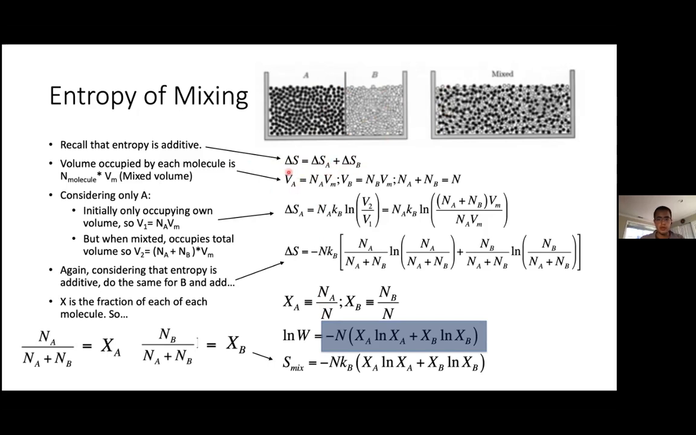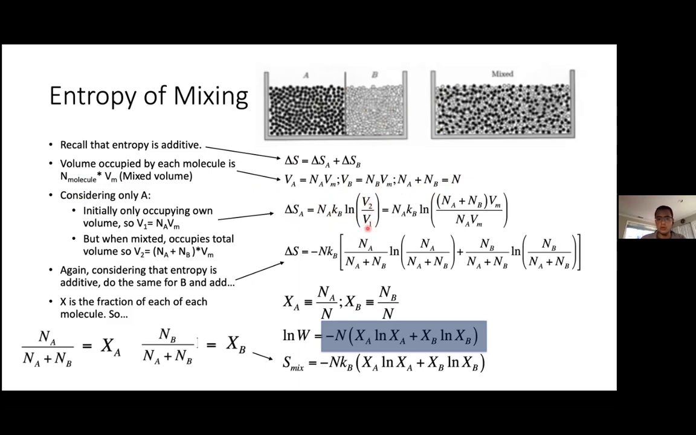And then we can define variables. So VA, the volume occupied by A, is equal to the mixed volume times the fraction of molecules A. So VA equals NA times VM, and then VB equals NB times VM. And then the total molecules will equal NA plus NB. So the total number of particles will be A plus B, okay? And then now we can just focus on A to make life a bit easier. So delta SA will, based on the equation that I talked about in the previous slide, just be NA times Boltzmann's constant times the natural log of volume 2 over volume 1.